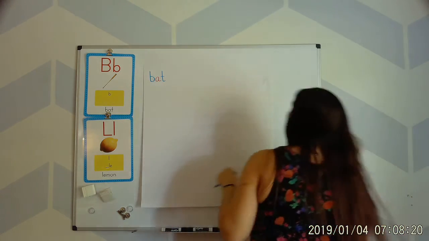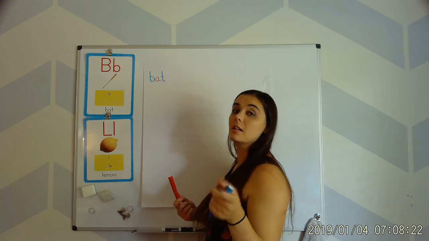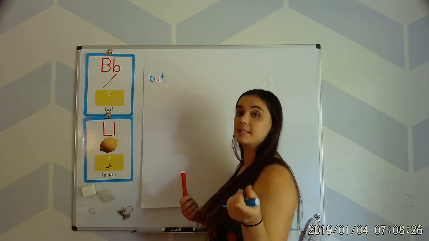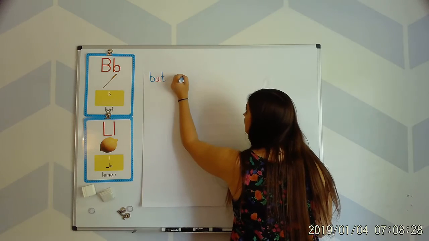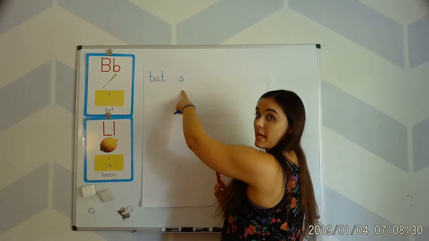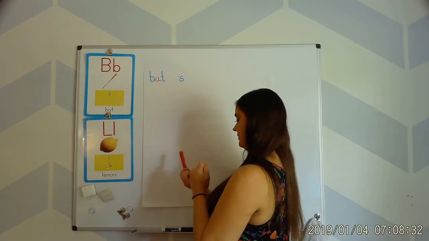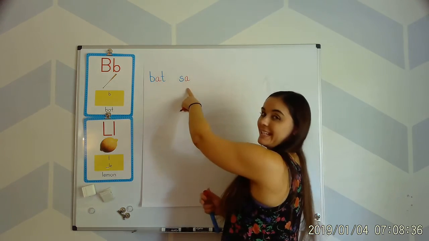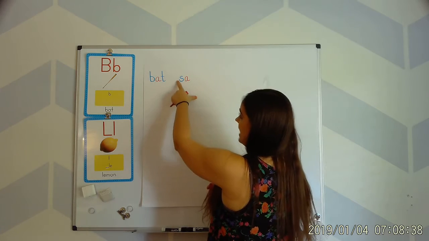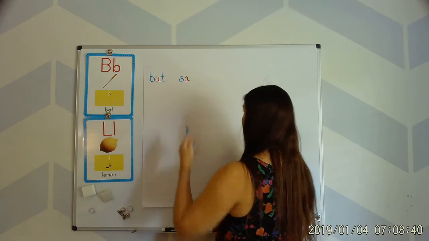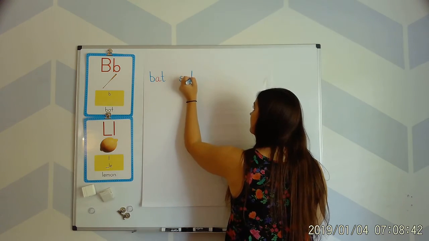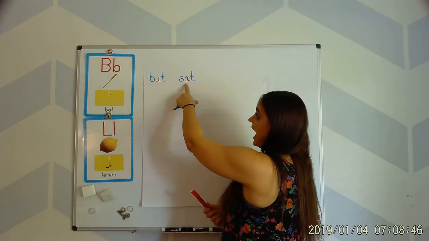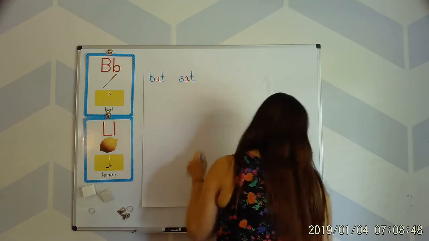Okay, next word. Sat. Sat. So S says ss. And A says sa. And T says sat.